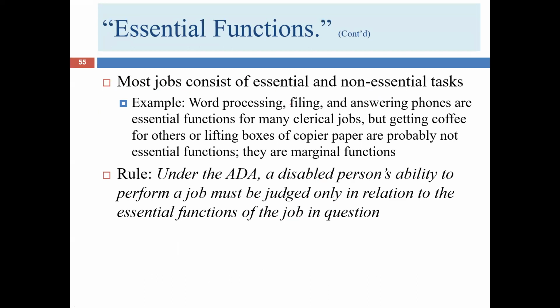So for example, word processing, filing and answering phones are essential functions of many clerical jobs, but getting coffee for others or lifting boxes of copy paper probably are not essential functions. They are marginal functions. They can be removed from the disabled person's workload. They do not have to be reasonably accommodated. And again, you can only look at the essential functions in deciding whether the person can perform the job or not. Because if it's a non-essential function, then you remove that function from that person's job list and you evaluate them just with respect to the essential functions.